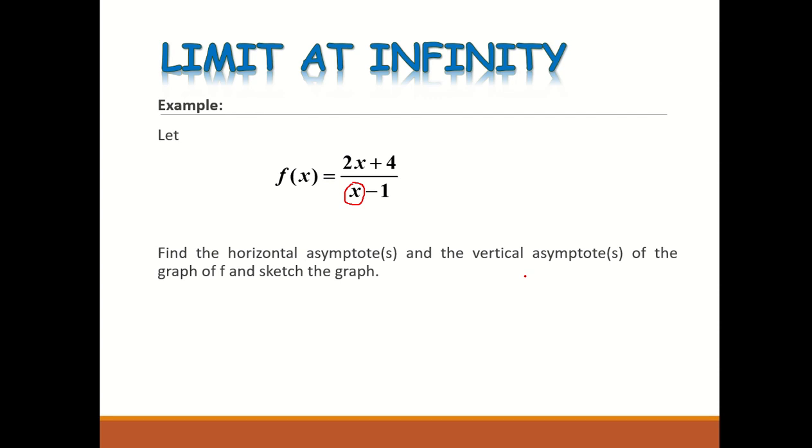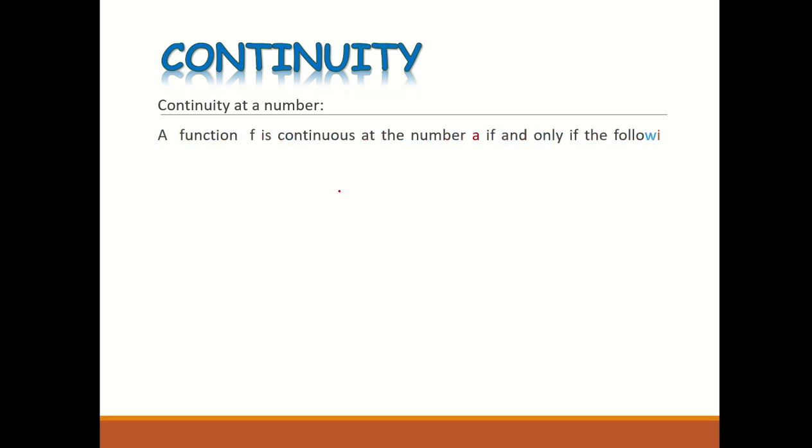Now, we'll go to our main topic for today, continuity. So what does continuity mean? We're talking of functions, and specifically continuity at a number. A function f is continuous at the number a, a certain number a, if and only if the following three conditions are satisfied.